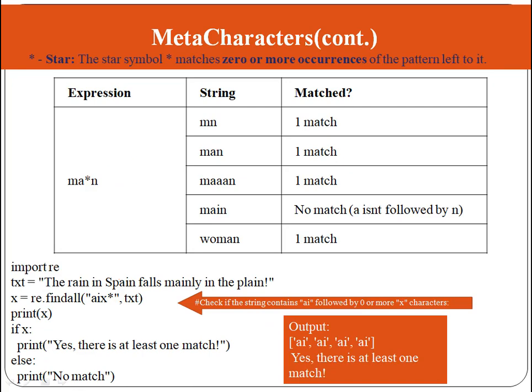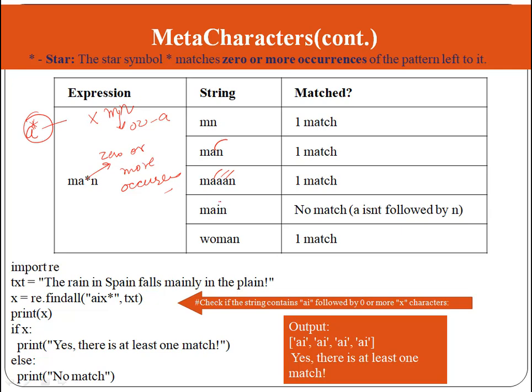Then is the star. The asterisk, we know, means zero or more occurrences. So mn is one match, because when you have written a asterisk, it means occurrence of a zero or more times. If it is zero times, it will not be there. Now we are talking about mn: in between m and n, it is zero occurrences of a. Then one occurrence of a, and two, three occurrences of a.